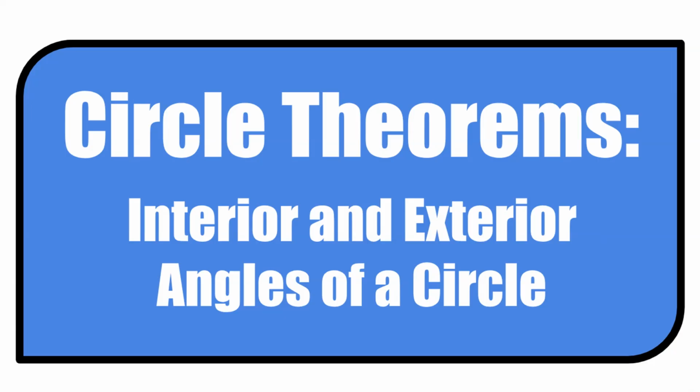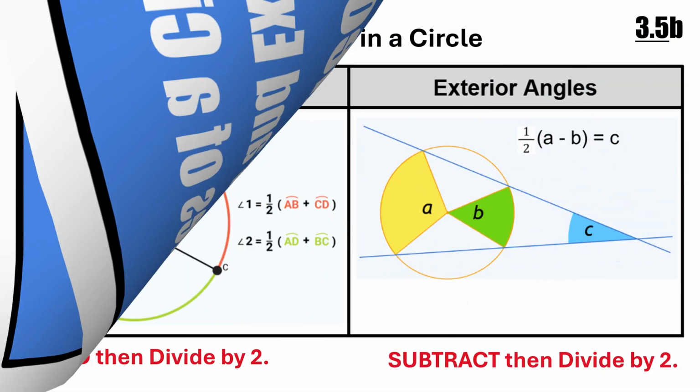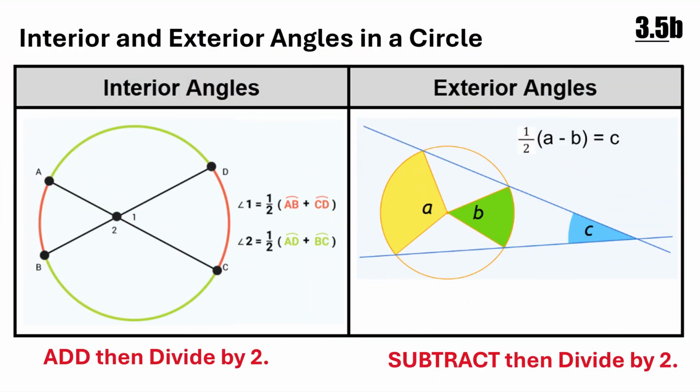This lesson will be about the interior and exterior angles of a circle. If a circle has 2 intersecting segments inside the circle, then there are interior angles. To find the measure of the interior angles, add the arcs and divide by 2. If a circle has 2 intersecting rays outside the circle, then there are exterior angles. To find the measure of the exterior angle, subtract the arcs and divide by 2.